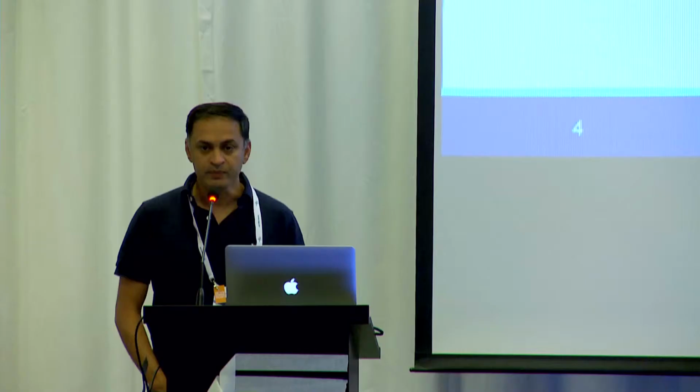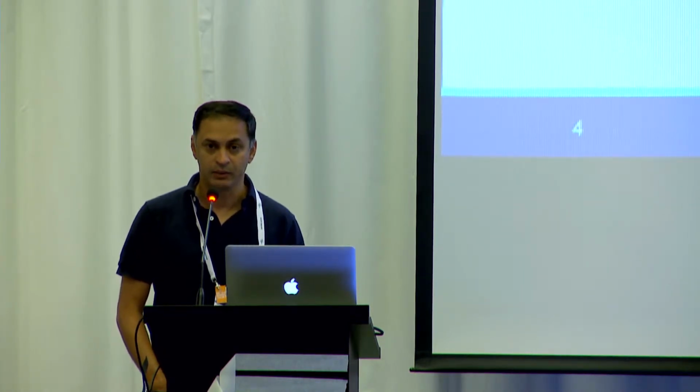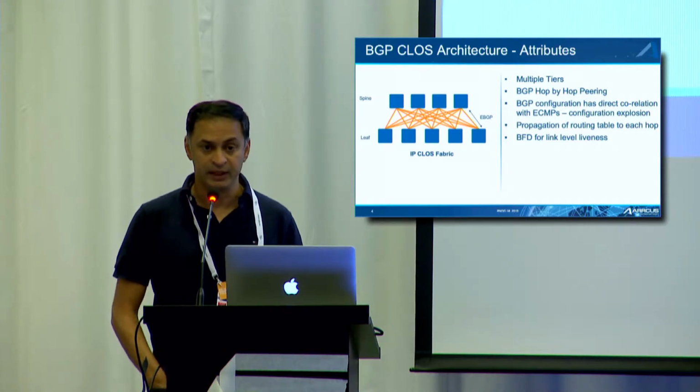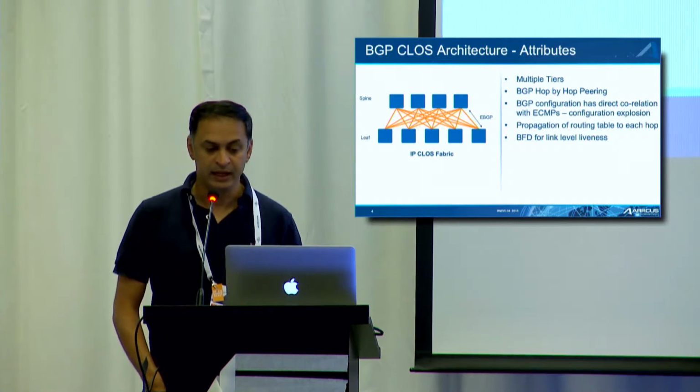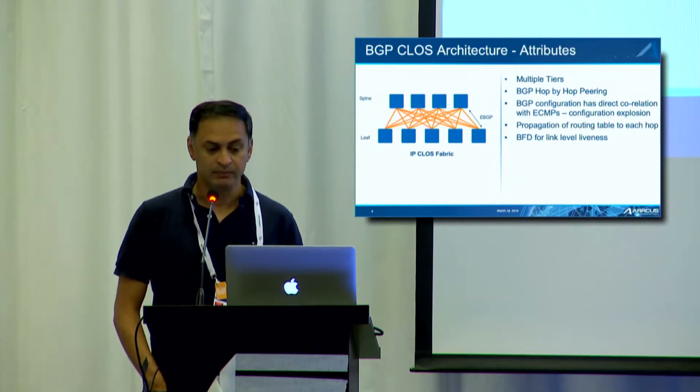So then, if you're going to use BGP, some of the key attributes of the protocol are, well, it'll support multi-tier, which means it'll do hop-by-hop peering across the Clos fabric. As a result of hop-by-hop peering, and because of the fact that the spines will be more and more dense, and as you see more and more ECMP scale, it'll have a direct correlation on the configuration. You'll see a config explosion happening. Again, the routing will be hop-by-hop. And lastly, from a BFD link liveness perspective, BFD will be used.